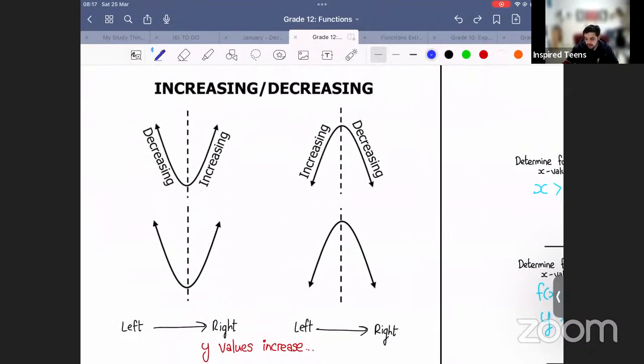Okay, let's talk about increasing and decreasing, which we've technically spoken about already, but it's going to help us in this section as well. We always consider from left to right. Remember, the technical term is we look from left to right and ask ourselves the question: are the y values increasing? If we move from left to right and the y values are increasing, that's when we have an increasing function. If they are decreasing, that's when we have a decreasing function.